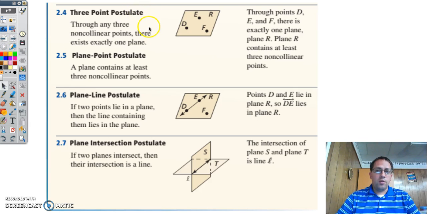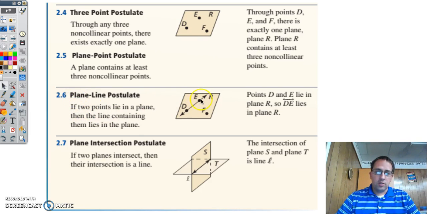Okay, we have the three-point postulate. Through any three non-collinear points, there exists exactly one plane. So we have points D, E, and F, and there is only one plane that contains those three points. That's the only one. There's nowhere else I can have a plane that contains those three points. And then the plane-point postulate says that if you have a plane, it's got to have at least three points in it. Which again, it's got an infinite number of points because they go on forever.